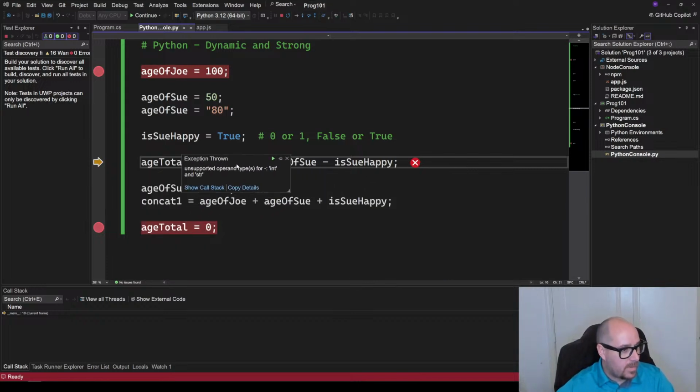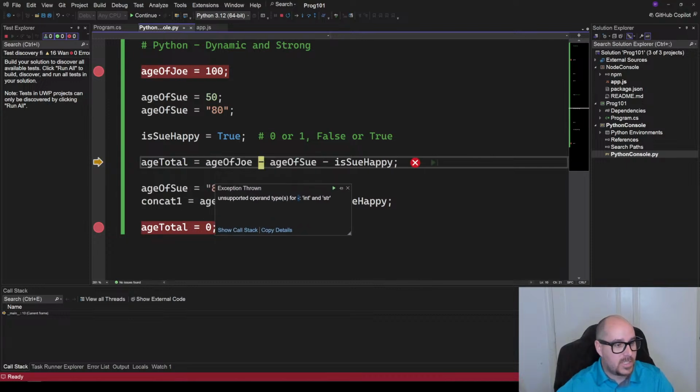Anyway, unsupported operand types for the operation of subtraction. So for the operation of subtraction, you can't have an integer on one side and a string on the other side, is what this is saying.